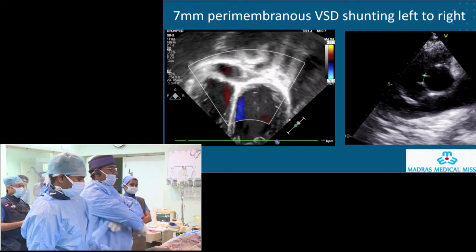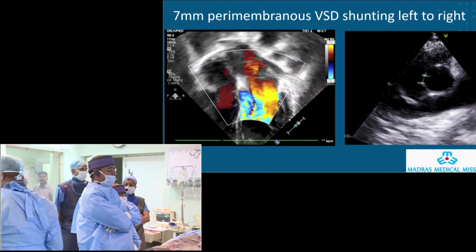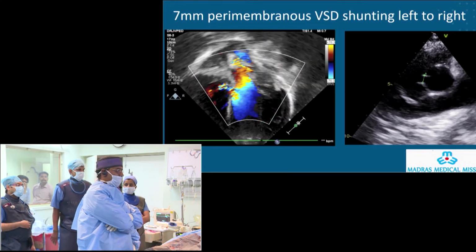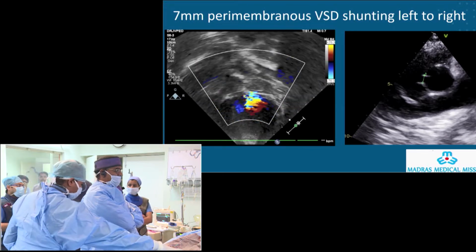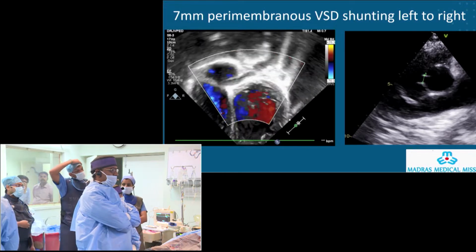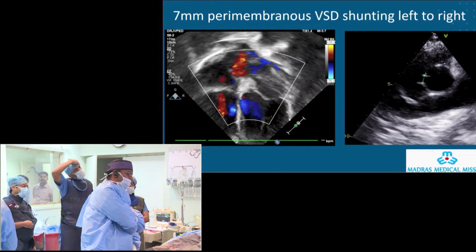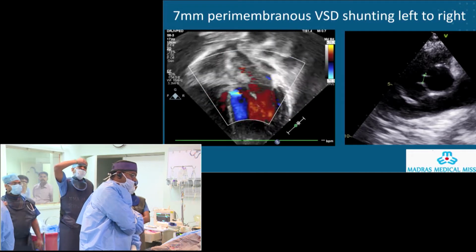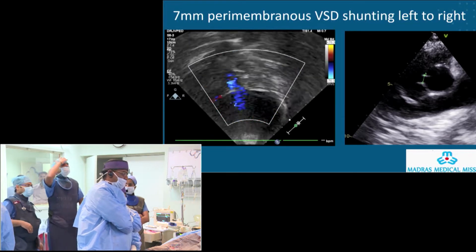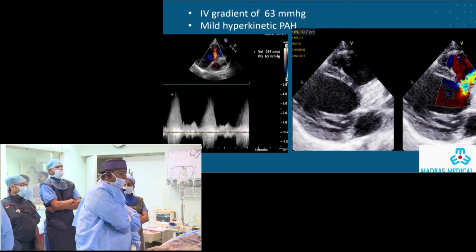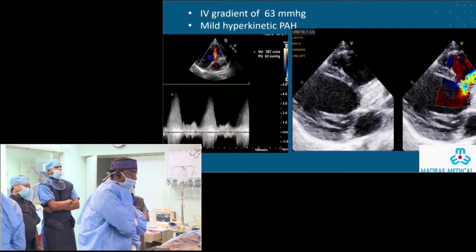Yeah. So this is the four chamber. As we are sweeping towards the aorta, the VSD comes up. The VSD is having a muscular ridge below the aortic valve, and it measured somewhere around 6 to 7 millimeters. The interventricular gradient was 60 millimeters.